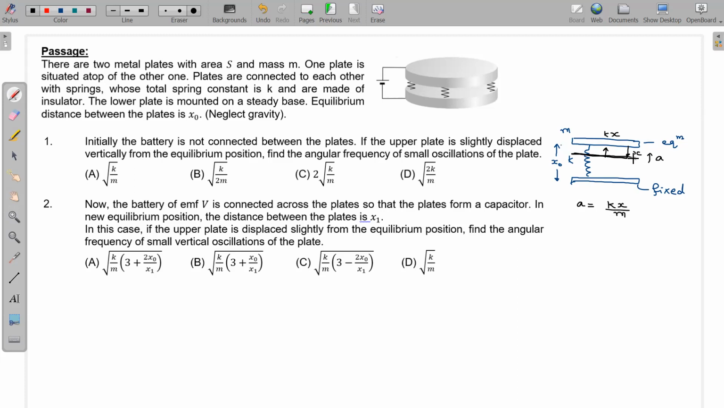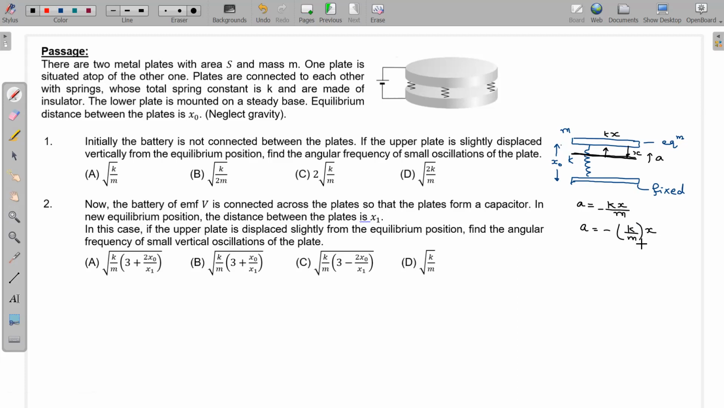So you can see that the displacement that is given to the plate is in the downward direction, but the acceleration of the plate is in the upward direction. So the displacement and acceleration are in opposite directions. So I can put a negative sign over here. So I can say that acceleration is negative of k by m times x.